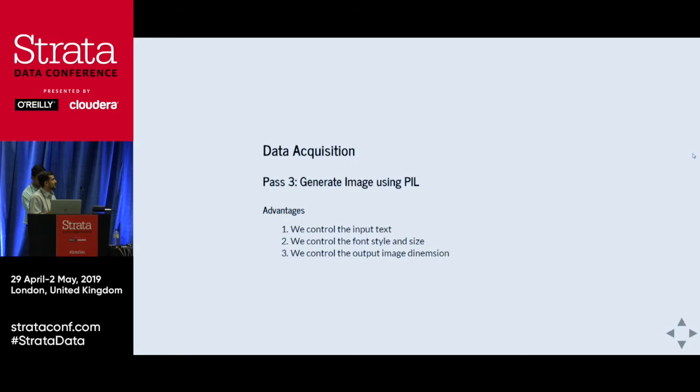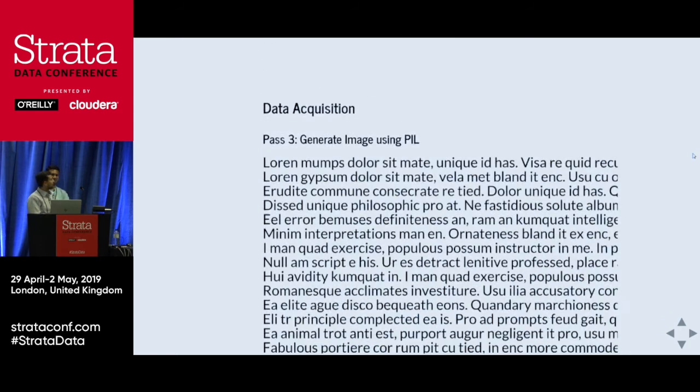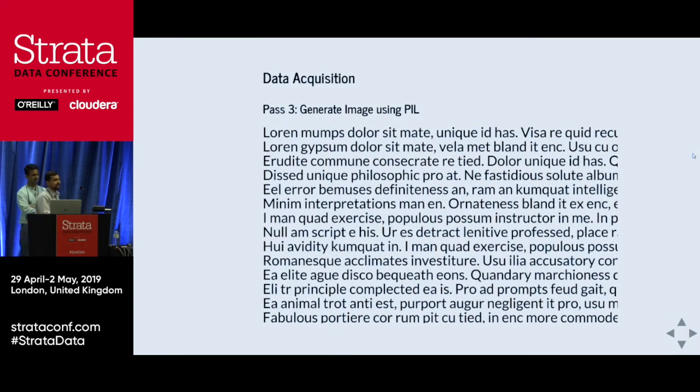And the advantage with this was we control the input text, we control the dimensions, and we also control the font style and the font size, and we have an infinite amount of training data available with this. So let's look at what a 4K image of a font looks like. This is one of the sample images. This is a 4K image.